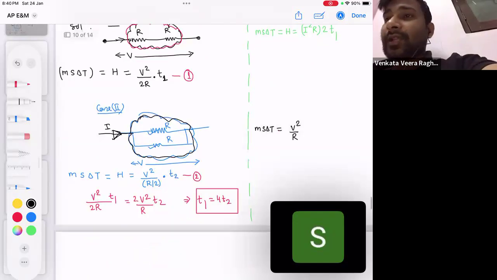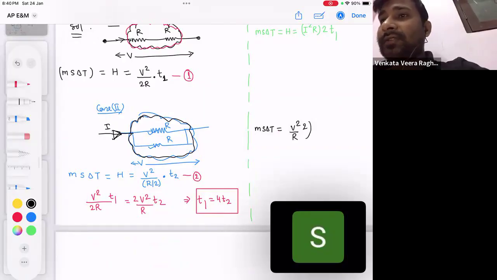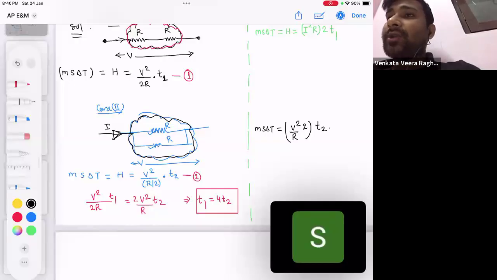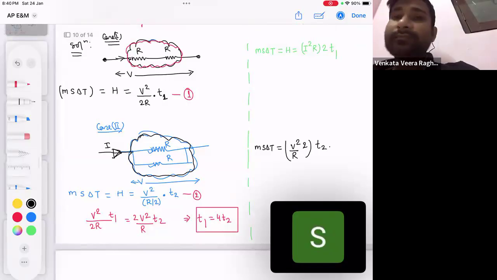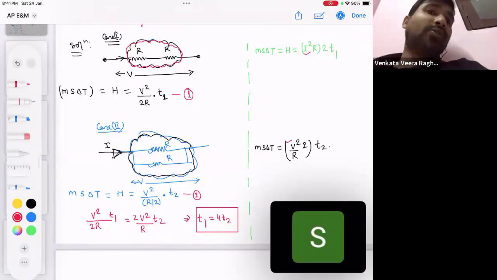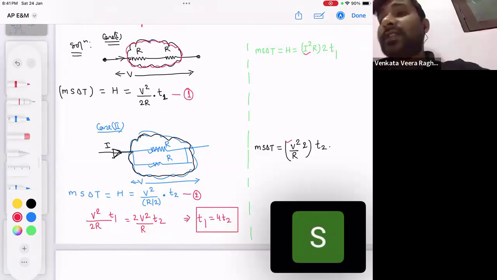Understood? So here V square by R is through one resistance. Should I make it 2 times of that one into T2? If I'm going to compare it, see that here it is I, here it is V. How can I compare it? So either I have to bring I into V or I have to bring V into I. Then only the comparison will be done. We will get my answer. So which one do you want to convert?